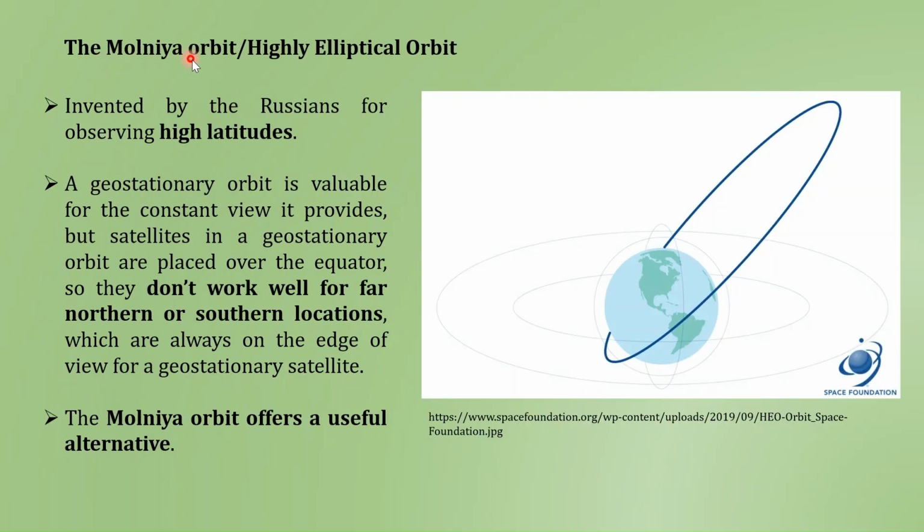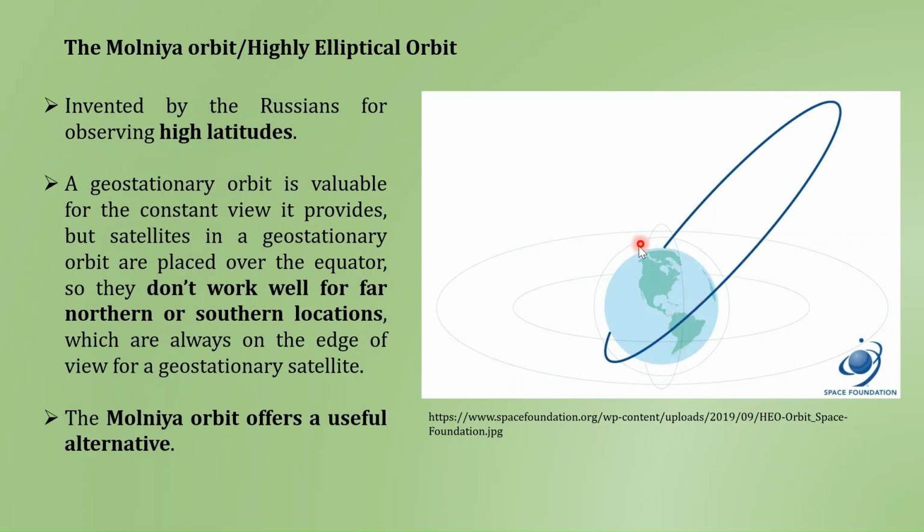The other category is the Molniya orbit, which is also a highly elliptical orbit. It was invented by the Russians for observing the high latitudes. Generally, the geostationary orbit is valuable for providing a constant view, but the satellites in the geostationary orbit are placed above the equator. So, they don't work well for the northern and southern locations because these fall on the edges of the view of the geostationary satellites.